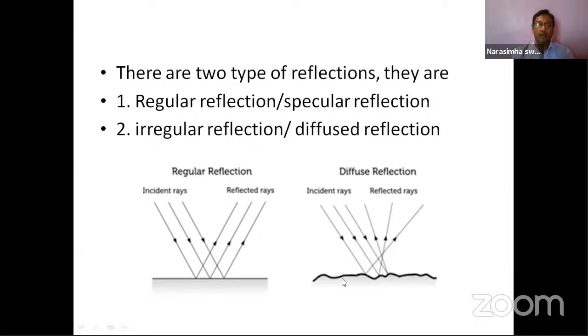Why is it called irregular? The surface is rough or uneven. So in this case, what happened? Observe this. Whatever light rays are incident, first ray like this, then the second ray. Observe these three are parallel before reflecting. Once they are incident on the uneven surface, because of this uneven surface, the light rays are reflected with different angles, different directions. So this type of reflection is called diffused or irregular reflection.